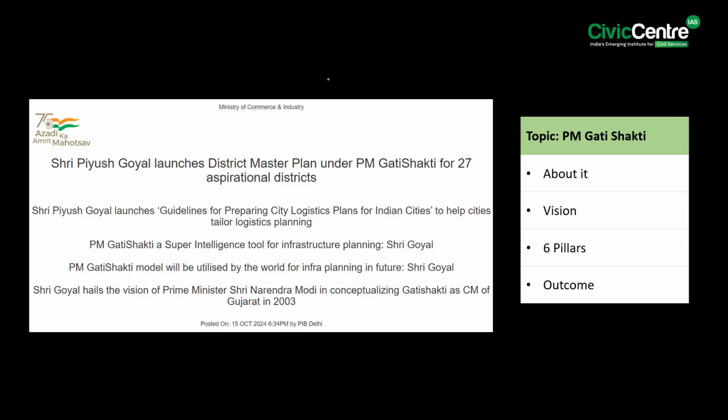The first article of the day says that Union Minister of Commerce and Industry, Piyush Goyal, today launched the district version of the PM Gati Shakti Master Plan for 27 aspirational districts in the country on the occasion of the completion of 3 years of PM Gati Shakti. In this context, let us talk about PM Gati Shakti.